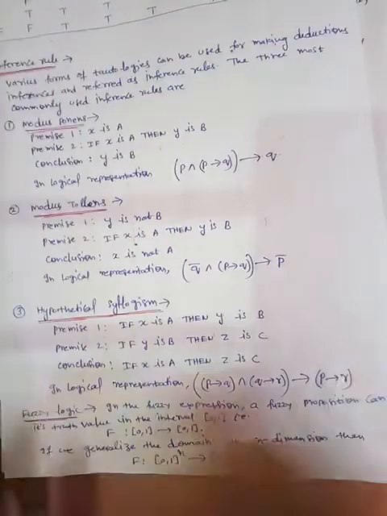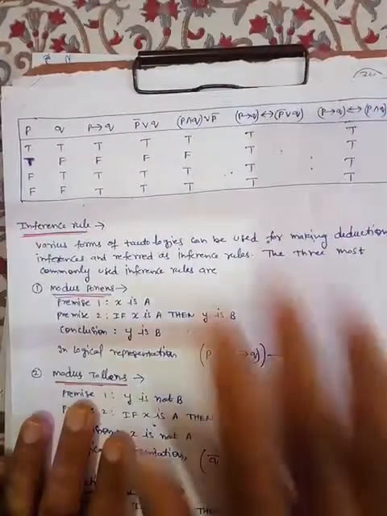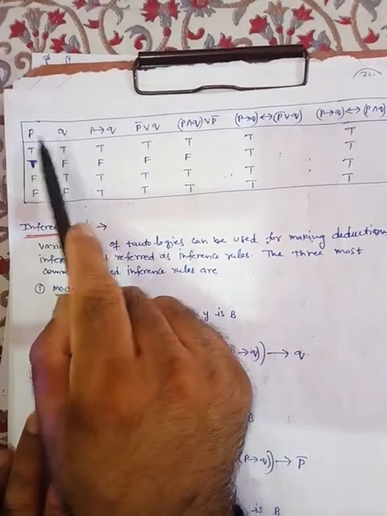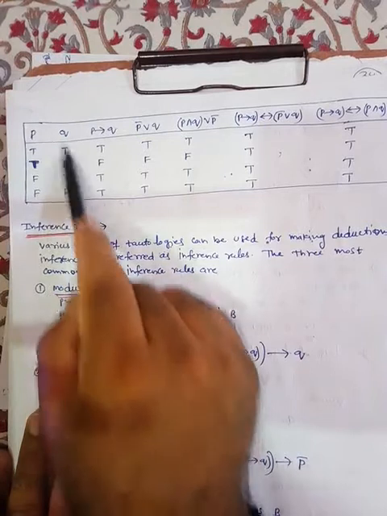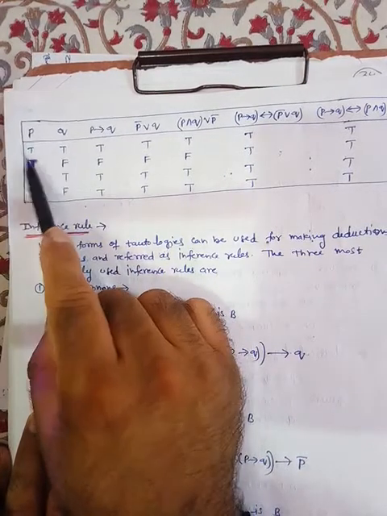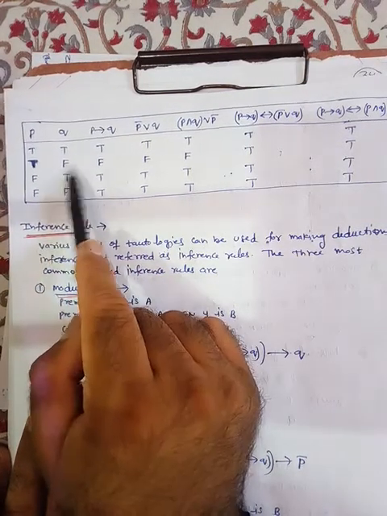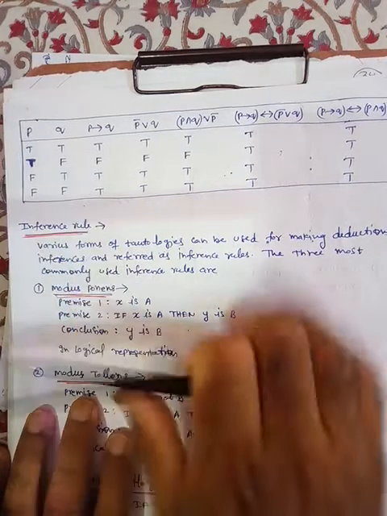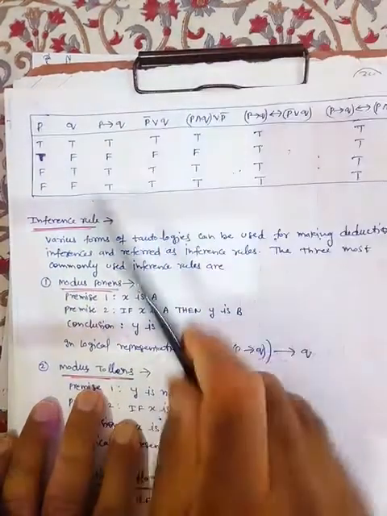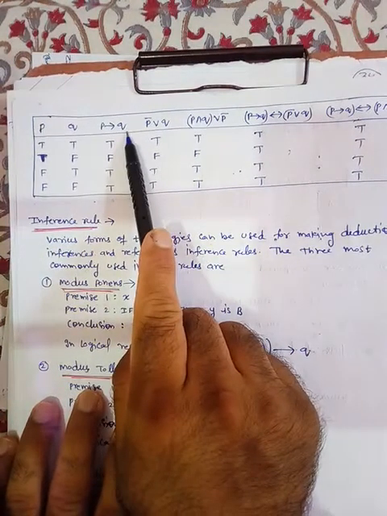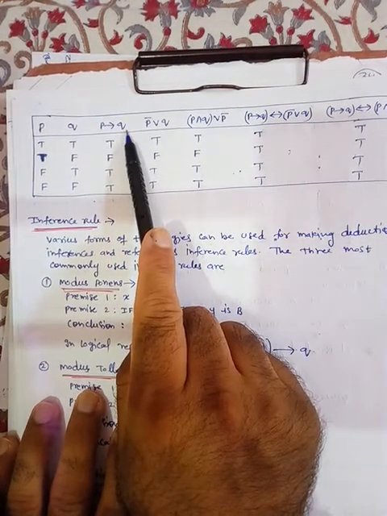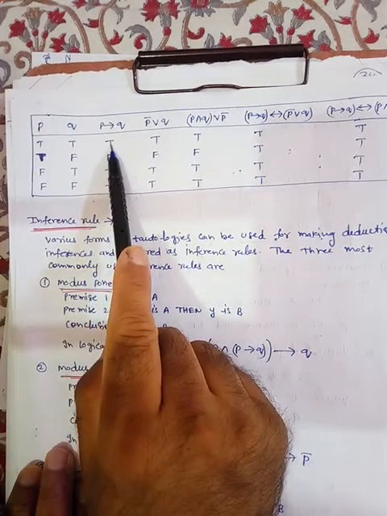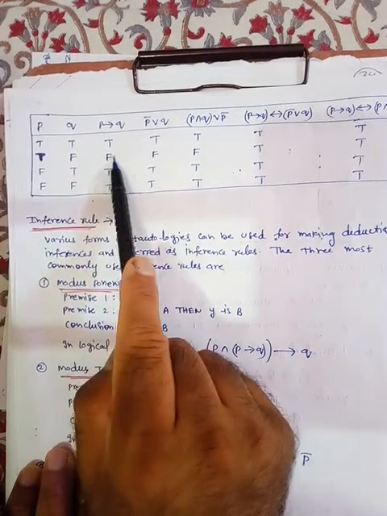So this is the truth table. P and Q may be true, may be false. That's why four combinations are there. T T means both are true. This is true, this is false, this is false, this is true, and this is false, this is false. Fine. So let us see. When P implies Q, when this is true and this is false, that's why it is false. This is true, but this is false, so false.